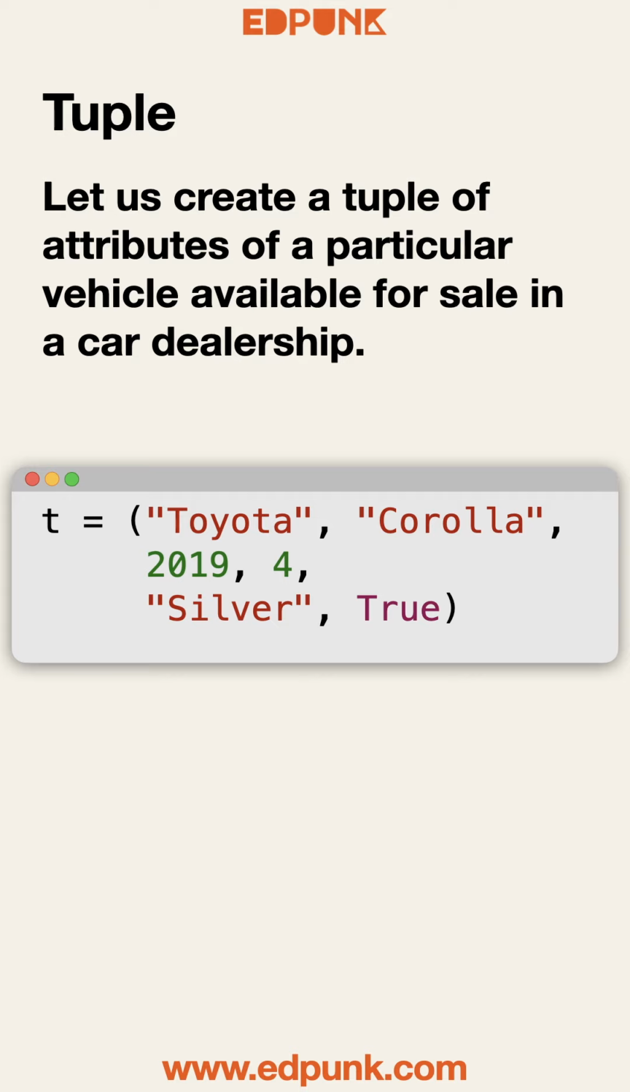Logically, this tuple conveys that there is a brand new 4-wheeler 2019 silver Toyota Corolla up for sale. You can notice that the items are of multiple data types: string, int, and bool.